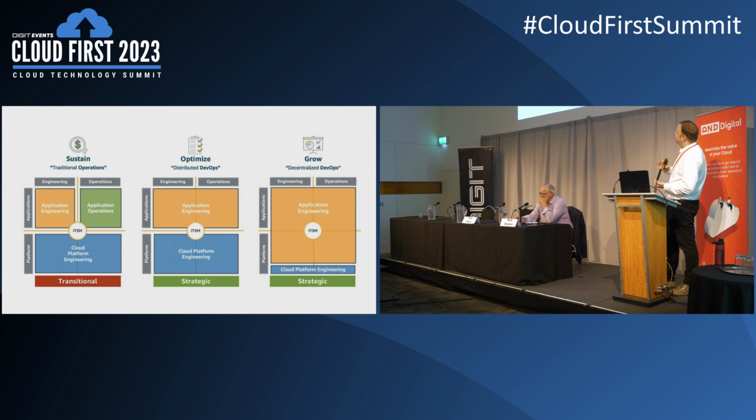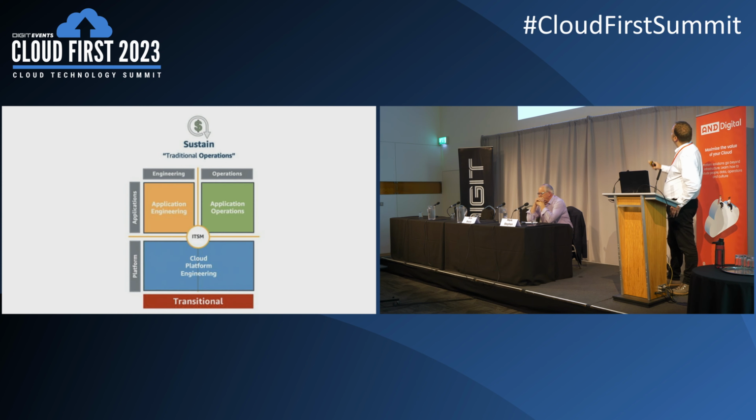But we're going to talk about these 3 ops models because they're a pretty good generalization of what we're going to see. So sustain. AWS have termed this traditional operations, and it's a pretty good description. The distinguishing feature is there are 3 distinct concerns. We have building stuff, we have running stuff and supporting it, and then we have platform engineering. This is how you built a data center and how you built some apps, and then you threw it over the wall to the ops team, and you hoped that they could figure out a way to keep it upright. Why would anyone do this in the cloud?